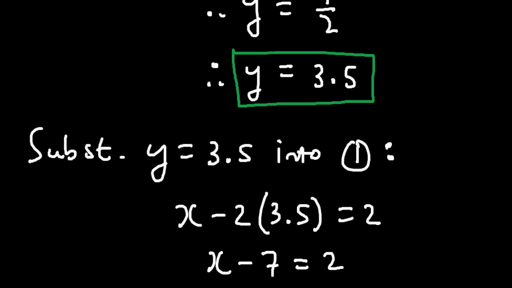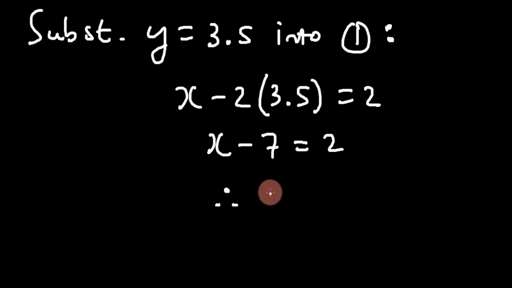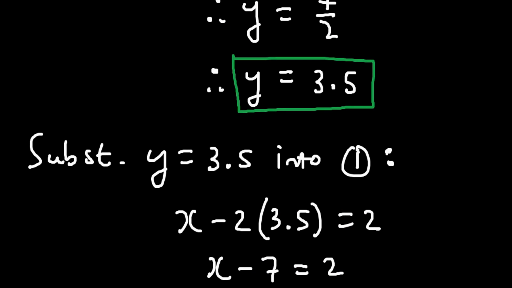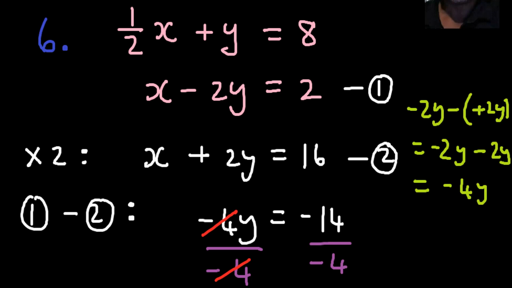We can take the 7 to the right-hand side, and it becomes positive 7. So x will be 2 plus 7, which is 9. Now we have the values of both x and y. So x is 9 and y is 3.5. Let's plug it back into the equations.